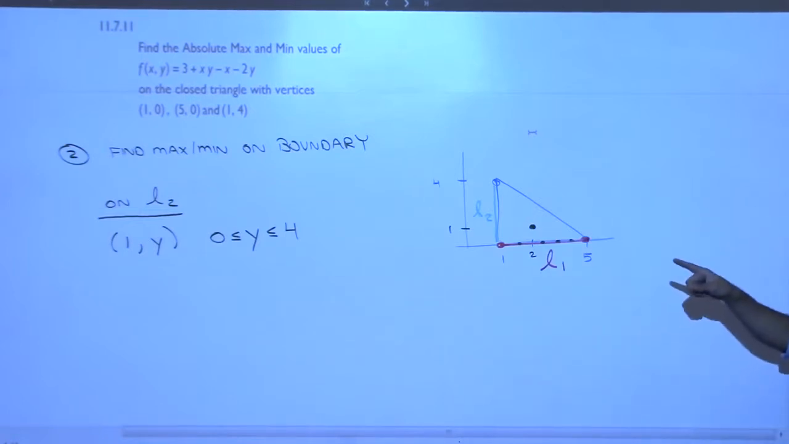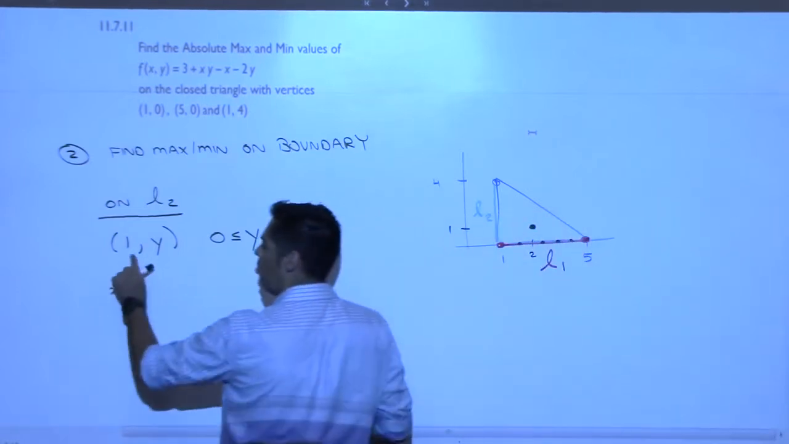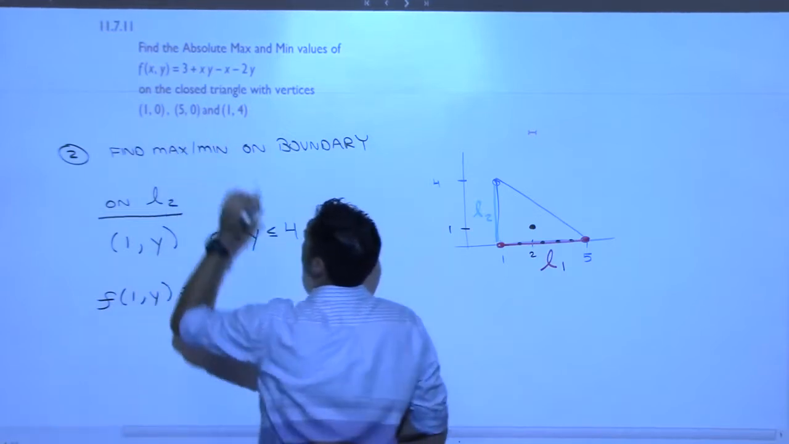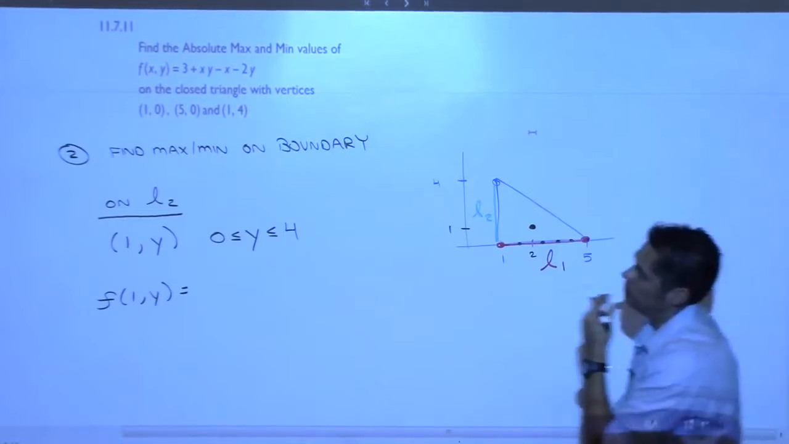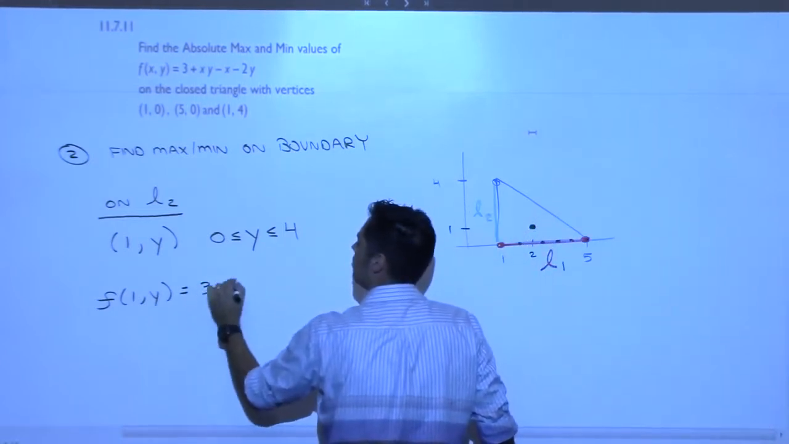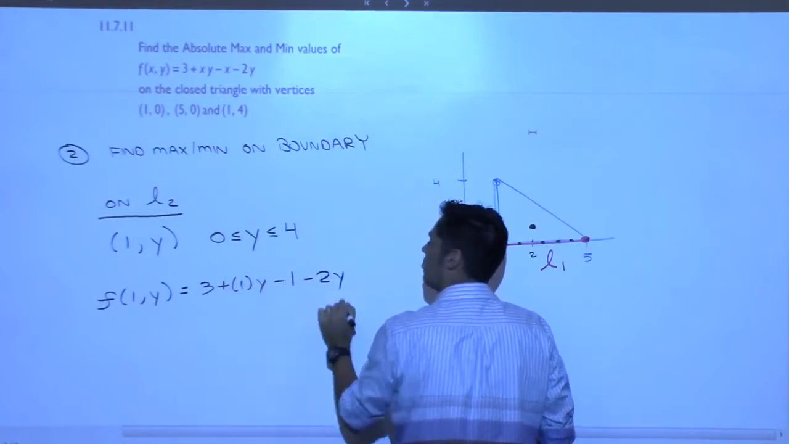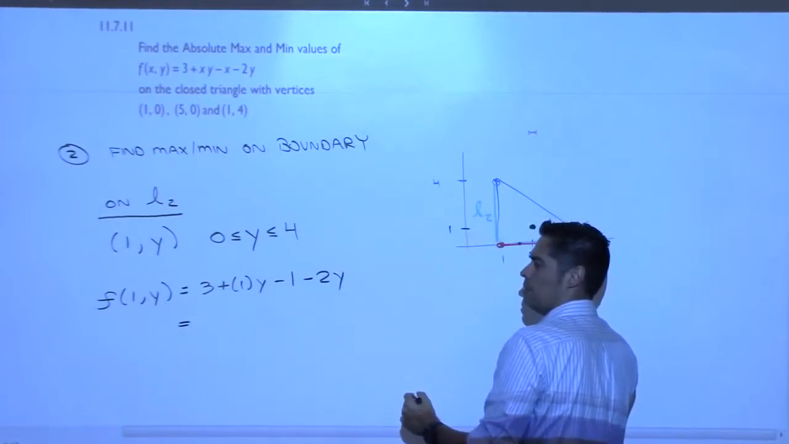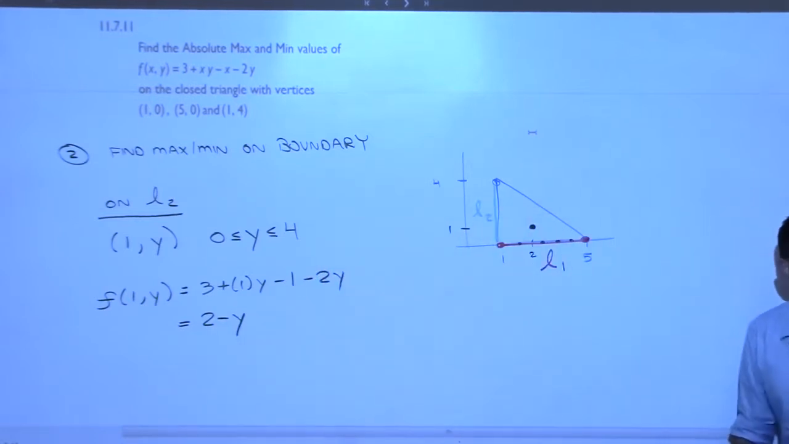So now you're going to plug all those points into the original function. Replace x with 1, y with y. So what's f of (1, y)? Up there. Yeah. It's 3 plus 1 times y minus 1 minus 2y. So what is it? 2 minus y. There we go. It's 2 minus y. So any questions?